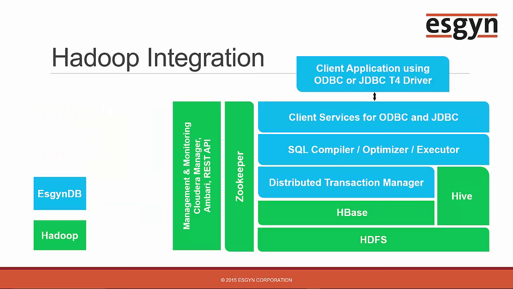Now, how do we integrate with Hadoop? In this picture, you can see some green layers and some blue layers. The green layers are what you get with Hadoop, and the blue layers are the layers that EsgynDB and Apache Trafodion bring to the table. So you can see on the bottom you have the HDFS file system. You can imagine swapping that out for other file systems if you're in a cloud environment, for example. And you have the HBase and Hive layers on top of that.